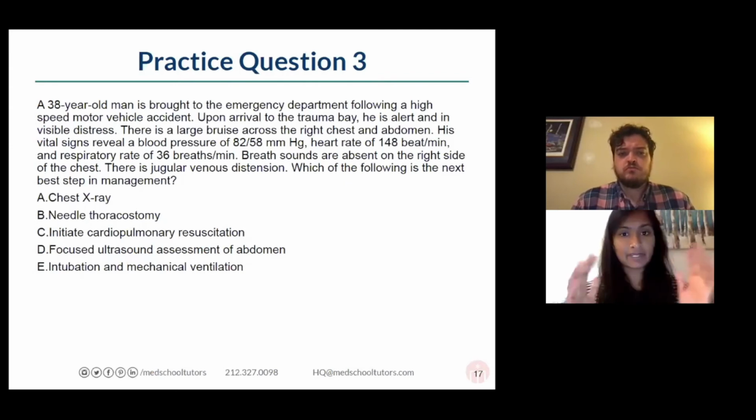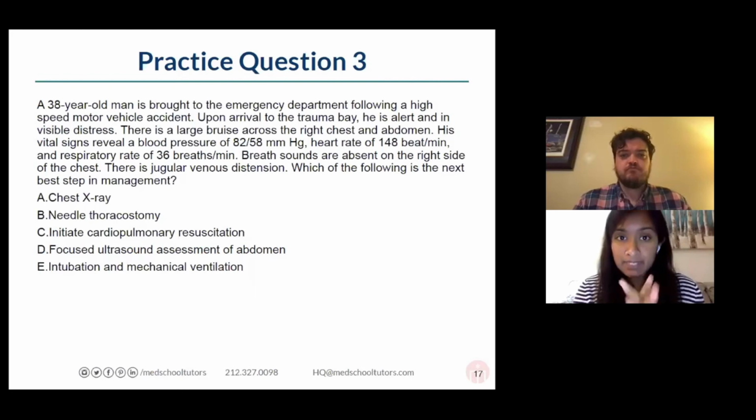Okay, so again, we already have this diagnosis of pneumothorax in our head, right? We feel pretty comfortable that this is a pneumothorax. The first question I would ask you is tension or not tension, right? And this patient looks very unstable to me. His vitals are all over the place. His clinical exam looks concerning. And it literally says he's in visible distress. So all of those things, he's very sick. So probably a tension pneumothorax.